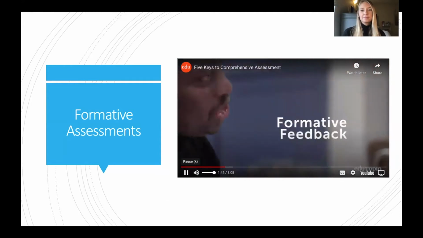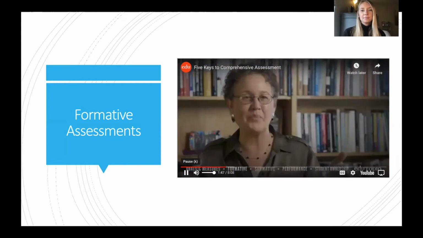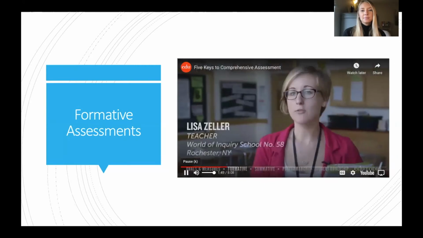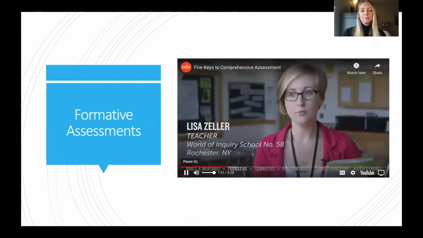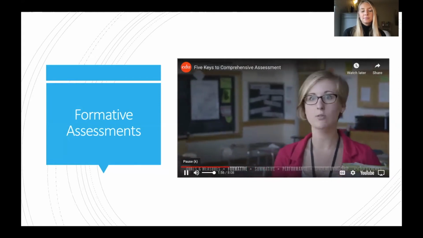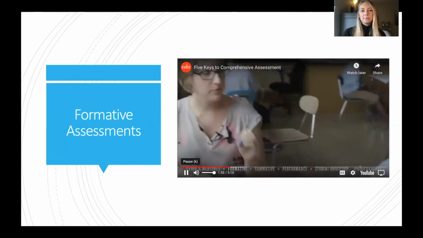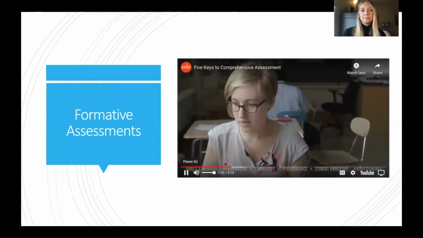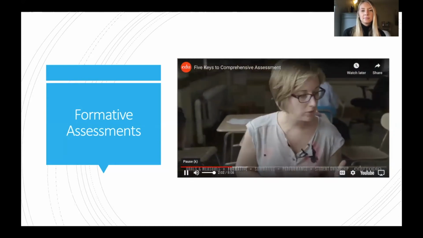Assessment should occur early and often and throughout the process. I do a lot of formative assessments. So formative assessments meaning it's not summative, it's not a test at the end of the week or the end of a unit. You're doing a lot of small check-ins with the students to see where they're at and to see that they're growing along.